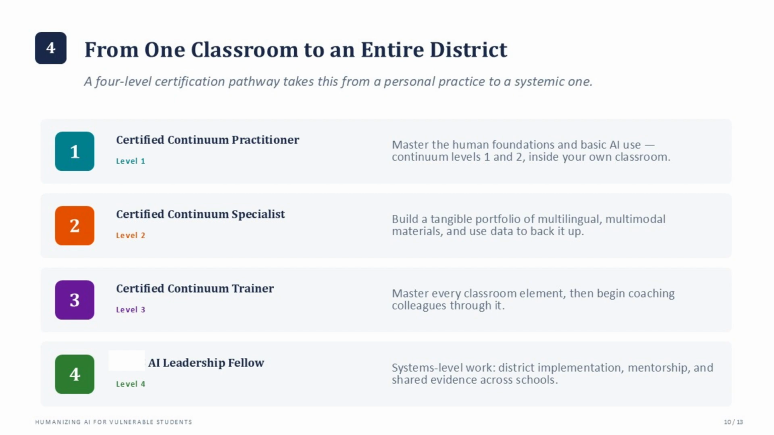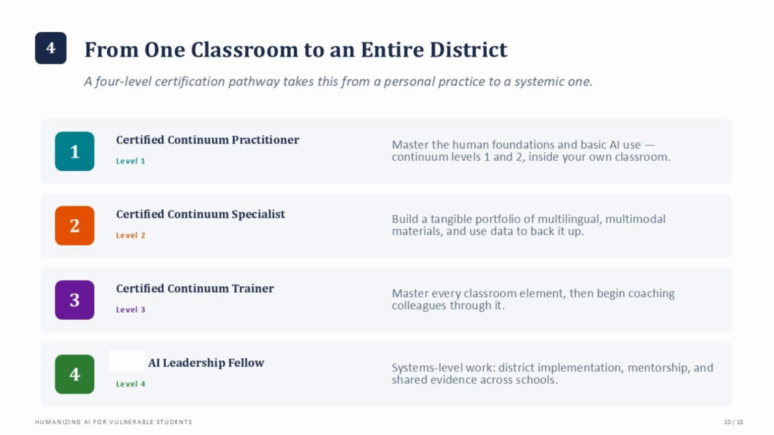So level 1 makes you a certified continuum practitioner. Okay, and that focuses just on mastering the human foundations and using AI as a basic partner, so levels 1 and 2? Yes, exactly. And to move up to level 2 of the certification, you become a certified inclusive design specialist, and this requires building a tangible portfolio of multilingual and multimodal materials to prove you're designing for variability from the start. Right, and using data to back it up.